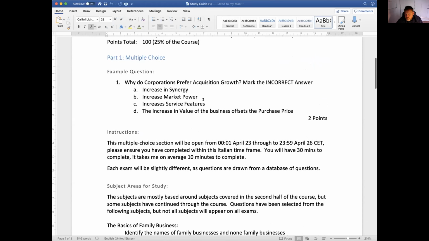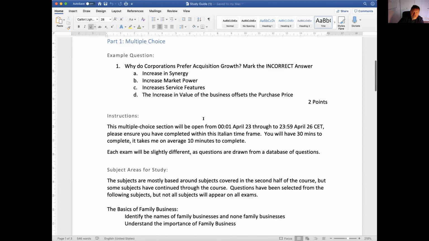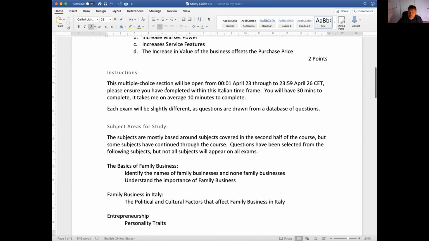I'll just give you an example of a multiple choice question there, which was similar to what we did in the midterm. This multiple choice section will be open from one minute past midnight, on the morning of April 23rd. If you want to wait up to then, but that will be CET, so remember that. So you'll be 8 or 9 hours behind, depending on where you are, so that might be first thing in the morning for you. And it runs through to midnight on April 26th.